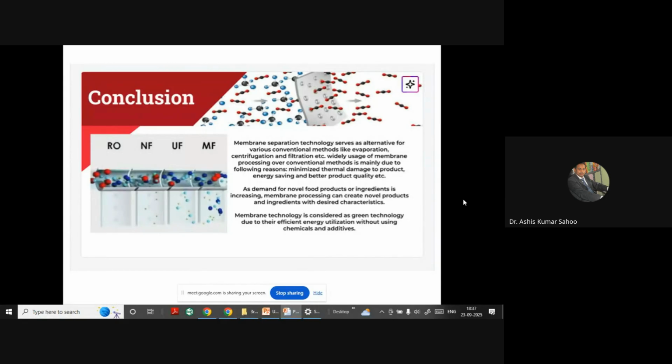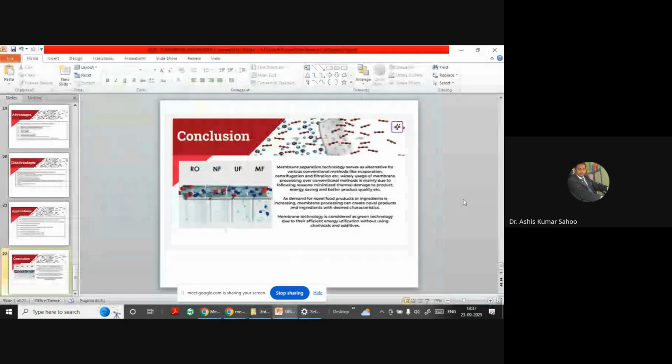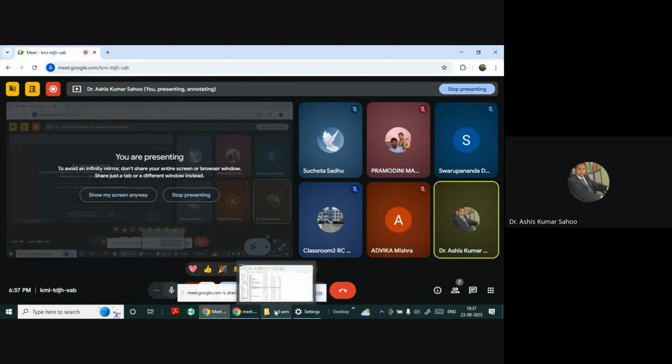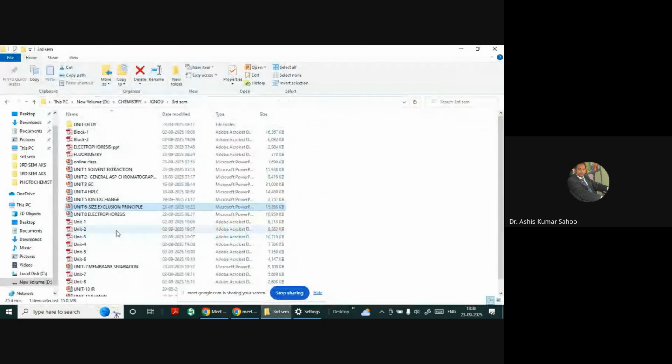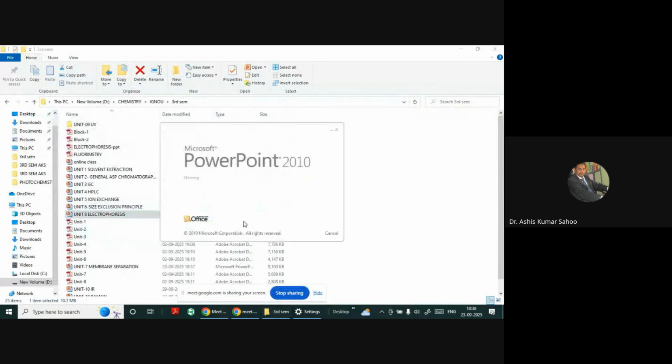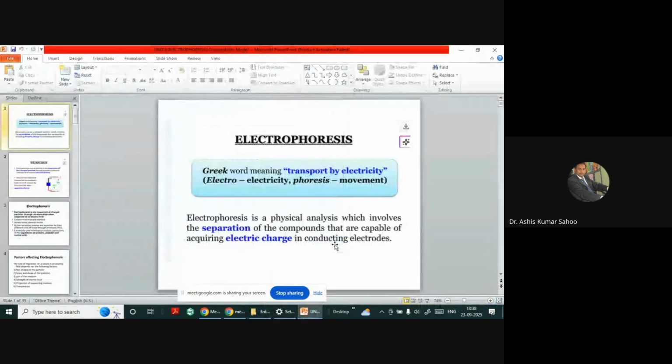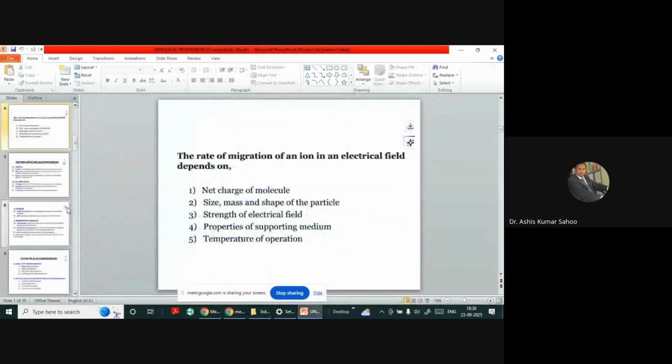Let's move forward to another separation method, that is electrophoresis.